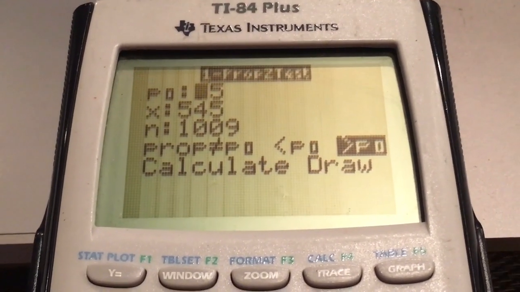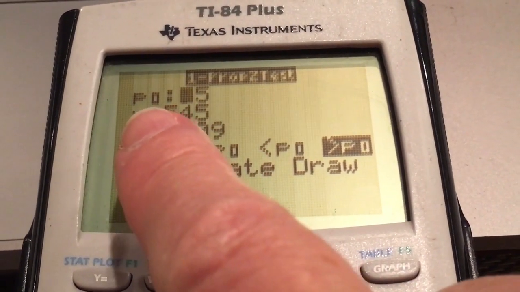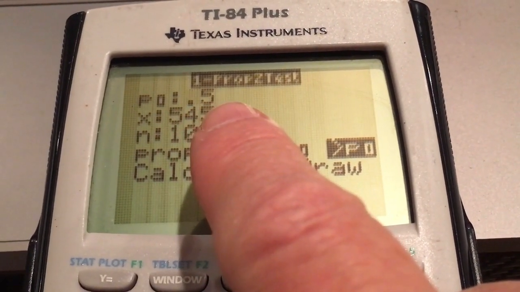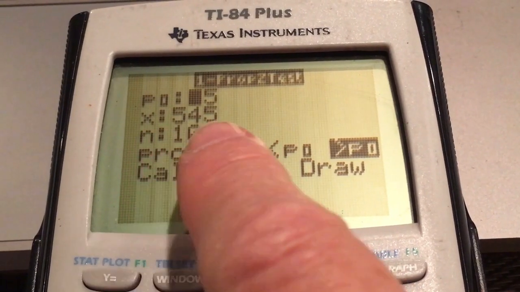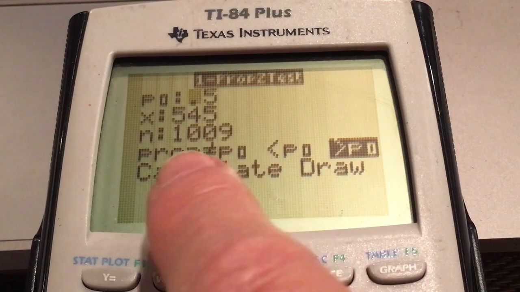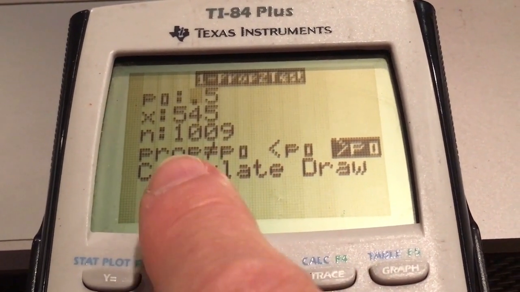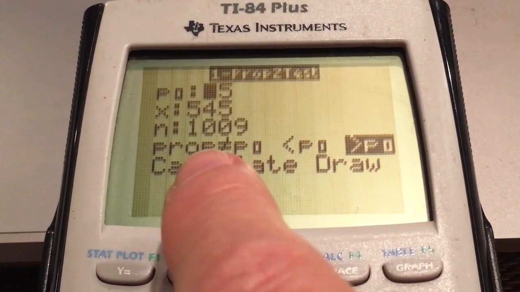And notice that it's got, now this is what I just put into it. We're going to say our P is 0.5 because that's what we're testing. 545 was my number of people that said they did not like drones. And then 1009 was my N. And then I have to choose which one of these situations I'm looking for.